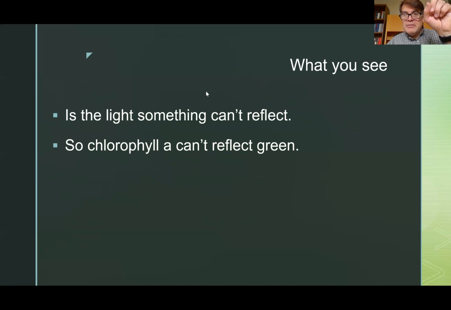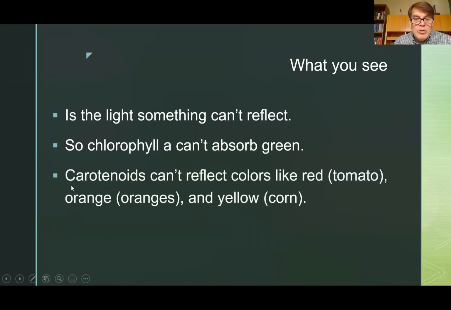Chlorophyll A can't absorb green, which is why we see green. Carotenoids can't absorb colors like red, which is why tomatoes are red, or orange, which is why oranges are orange, and yellow, which is why corn is yellow. And I have to think that carrots are somewhere in here. Maybe I'm wrong, but I'm thinking that carrots have carotenoids in them.